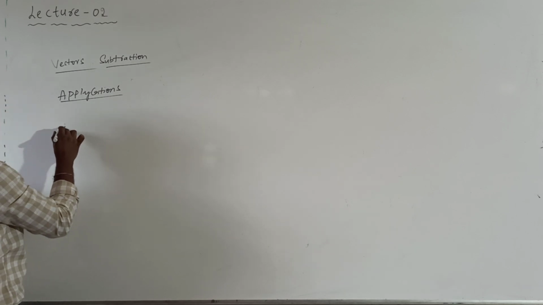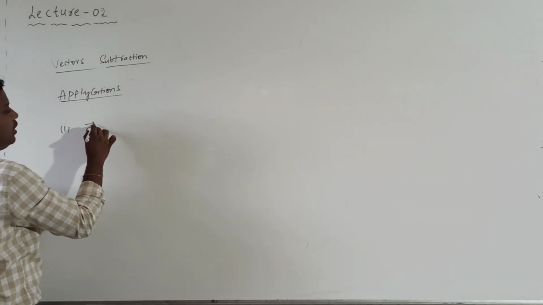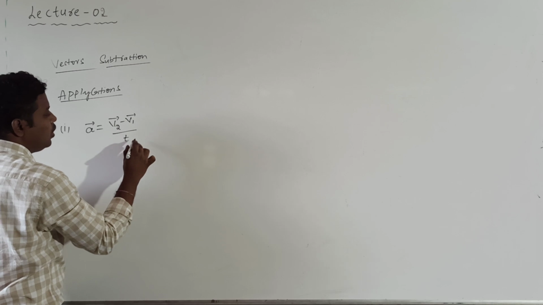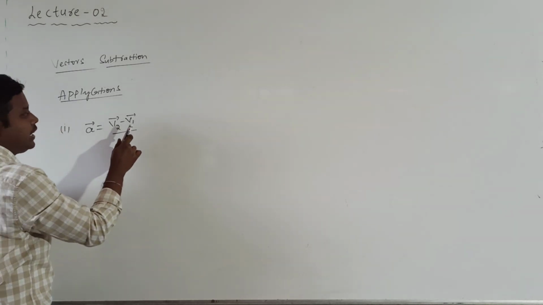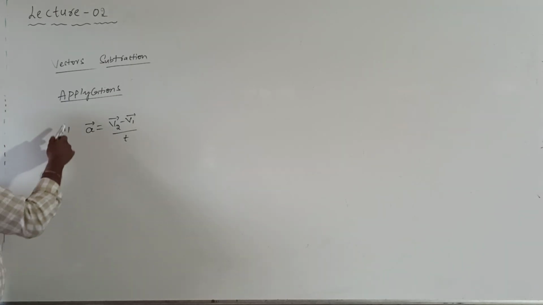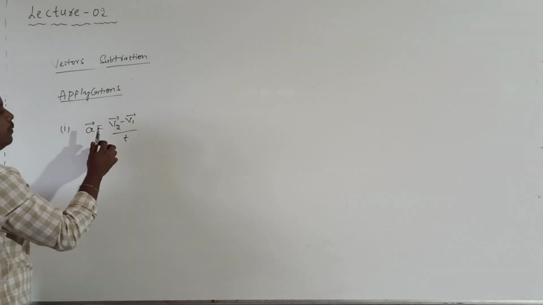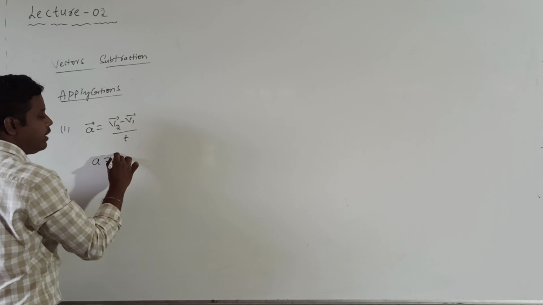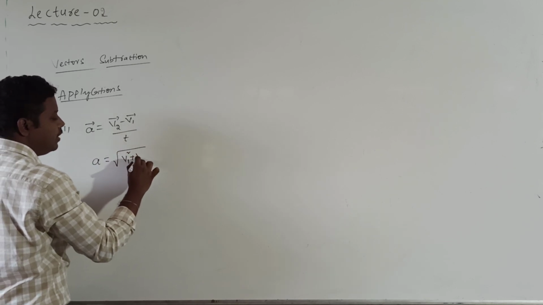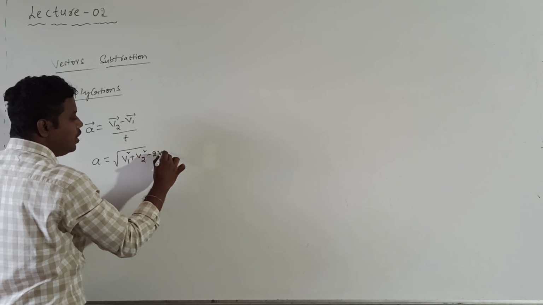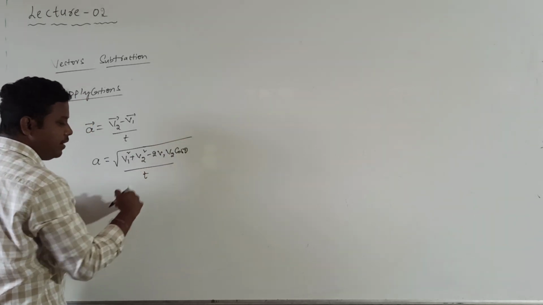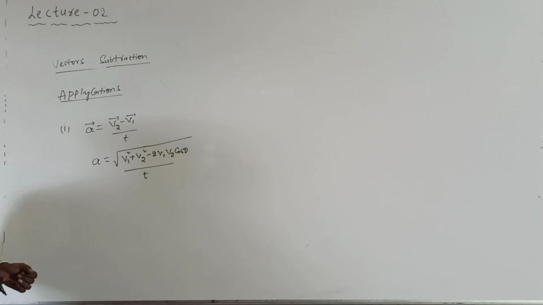Already in the last class, in motion in a straight line, we calculated the acceleration. A bar is equal to V2 bar minus V1 bar divided by T. To calculate the acceleration, I need to subtract the vector V1 bar from V2 bar, so here we need to do vector subtraction. To calculate the magnitude, the magnitude is given by modulus of A bar, or A, equal to root over V1 square plus V2 square minus 2 into V1 into V2 into cos theta, divided by T. So the same formula applies here. That is for the calculation of acceleration.